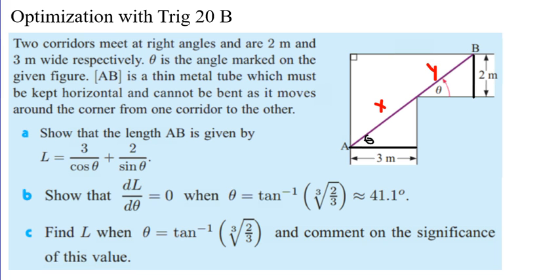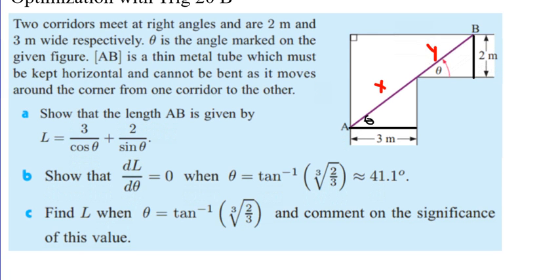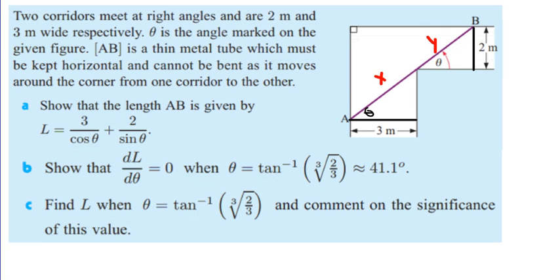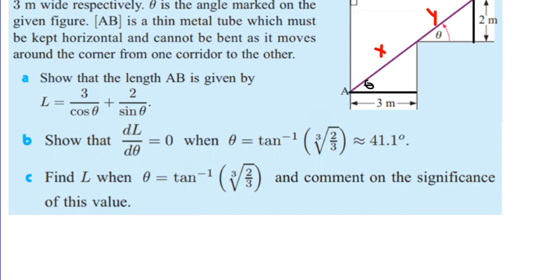So for part A, they want us to show that the length of AB is given by that statement. So what I do know right now is that my AB, that segment AB, is made up of X plus Y. And that's still L, as I said before. So I need to figure out what is X, what is Y. So based on the fact that I have a right triangle, this side is adjacent. This is hypotenuse from this angle, so therefore the cosine of theta equals 3 over X.